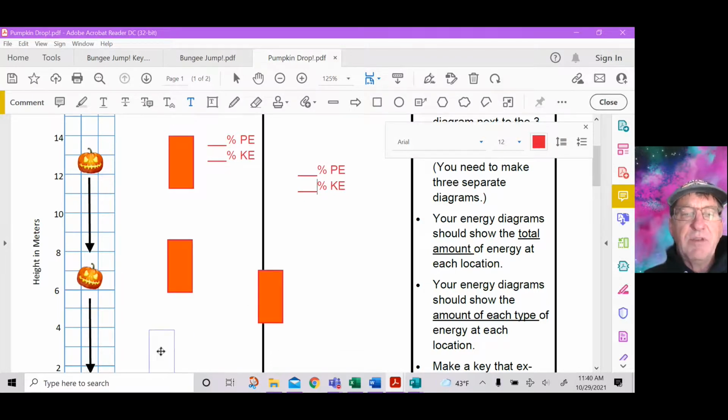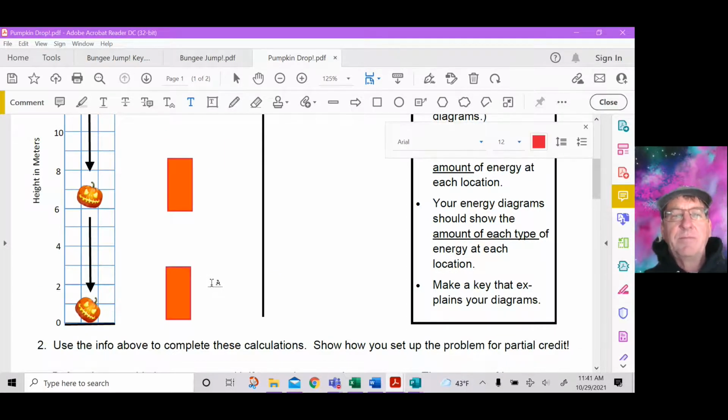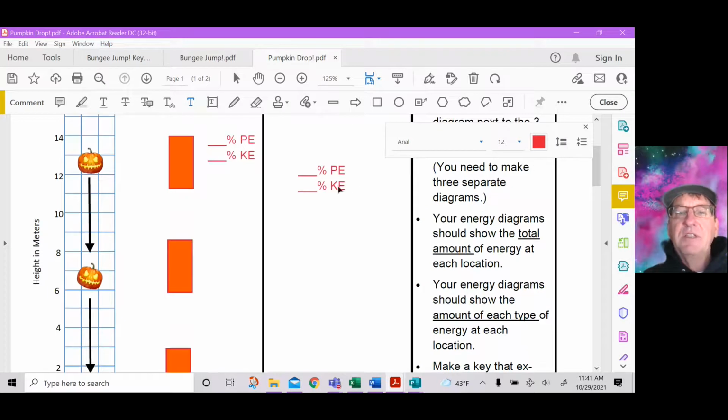And this is going to be my third energy diagram down here at the ground. When this jack-o'-lantern hits the ground, then this guy is going to be here. I'm going to copy and paste that also. One more time. Sometimes you got to click multiple times to get what you want to be activated.